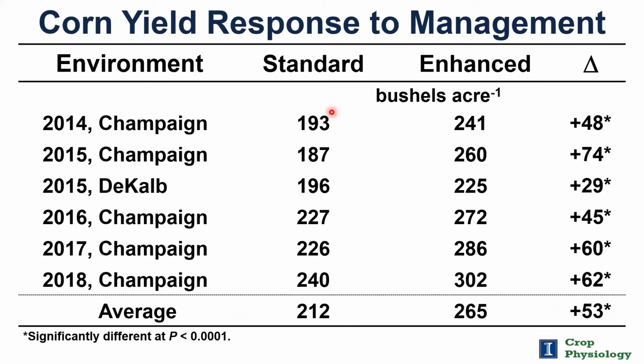Now, you'll also notice that our yield potential gradually increases year after year, both in the standard and enhanced system. We're starting off in the mid 200s in the enhanced system, and then we're topping out at 300 bushels in 2018. And I will credit that to every year we're always selecting the next best racehorse hybrid to put in this study that we know is going to respond to these management factors and produce a top end yield. So when we manage this over these 13 trials, these 6 environments, we get a 53 bushel response.